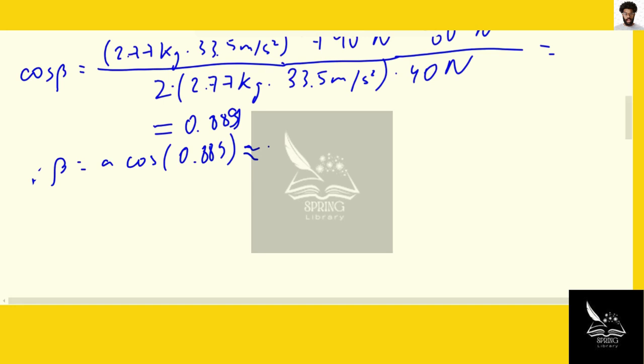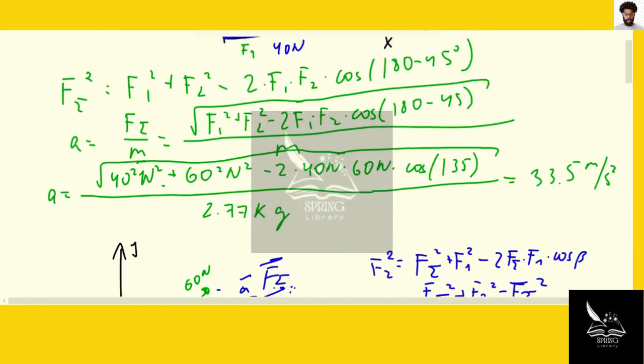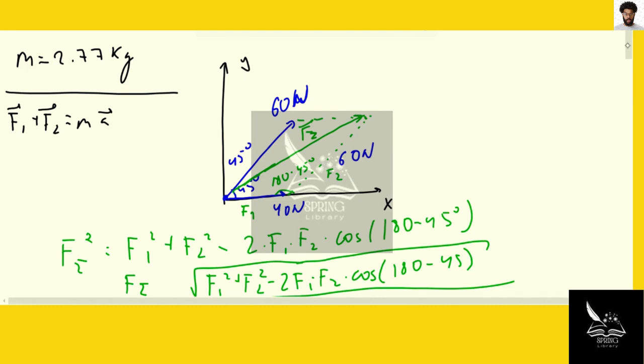The acceleration is 33.5 meters per second squared, and the angle between the acceleration and the x-axis is 27.2 degrees.